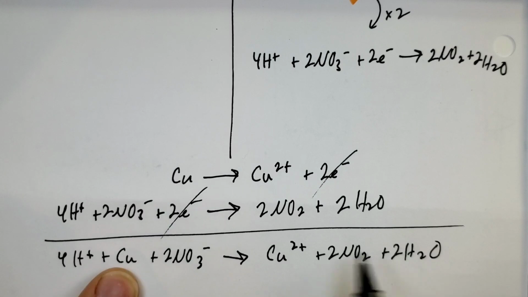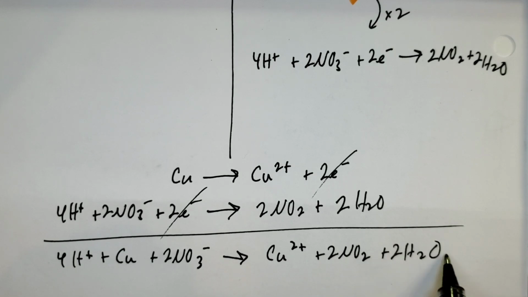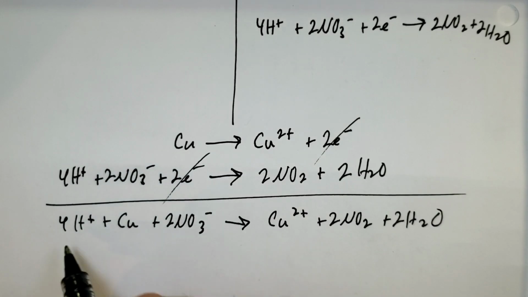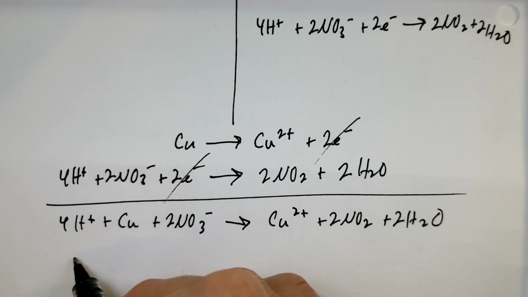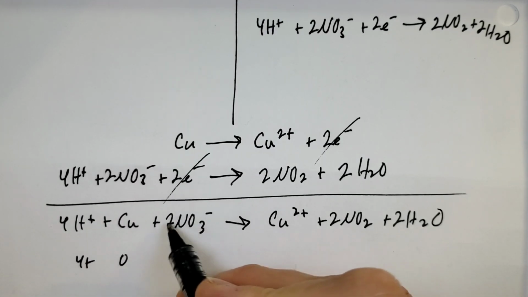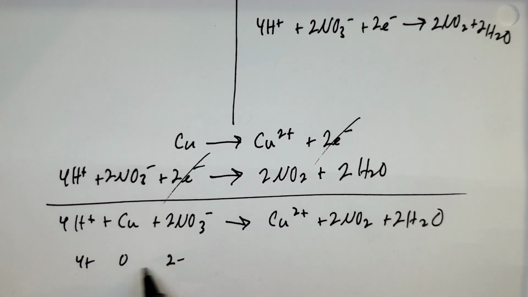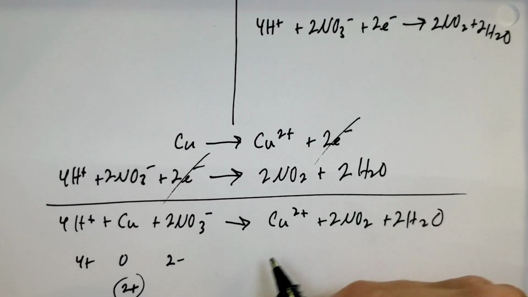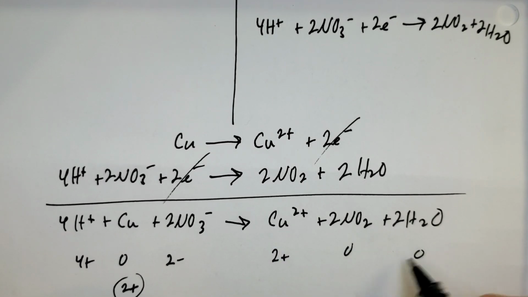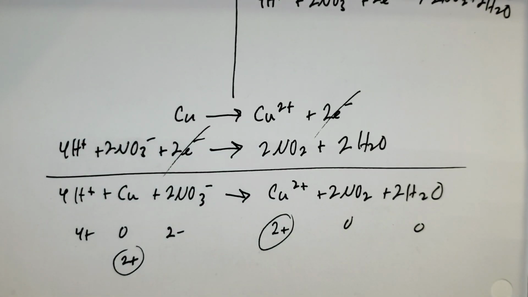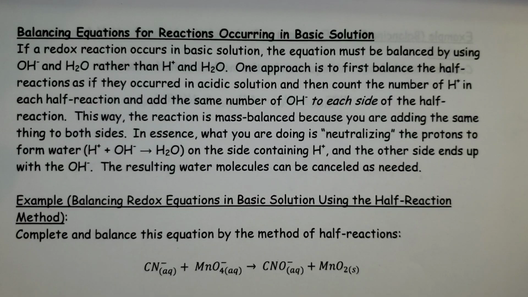4 H's, 4 H's, 1 copper, 2 N's, 2 N's, 6 O's, 4 plus 2 is 6. Then of course I could look at charges too, right? Here I have 4 times 1 positives, 4 positives. Here I have a 0. Here I have 2 times negative 1. So over here I'll have 4 minus 2, 2 positives. And over here I have 2 positive, 0, 0. Look at that. It all works out. All right, so that's how you do that. So that's how you do it when the redox reaction is in an acid. Now we'll look at what happens if it's in a base solution.